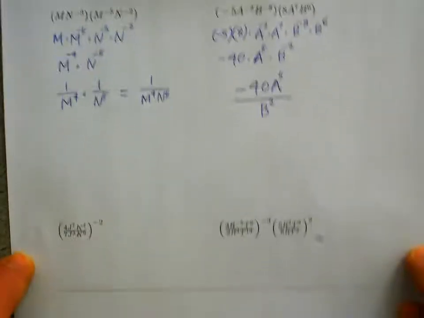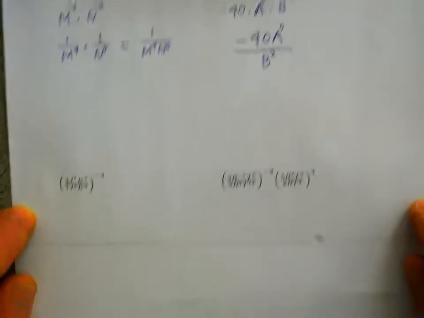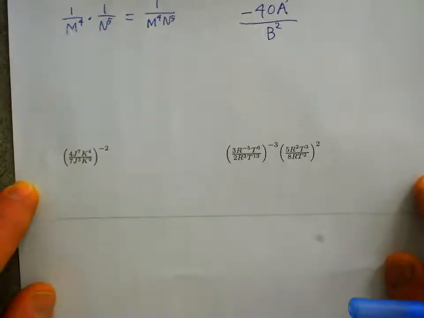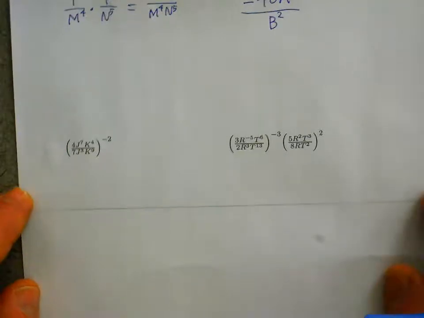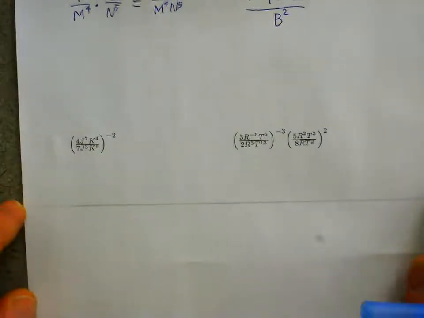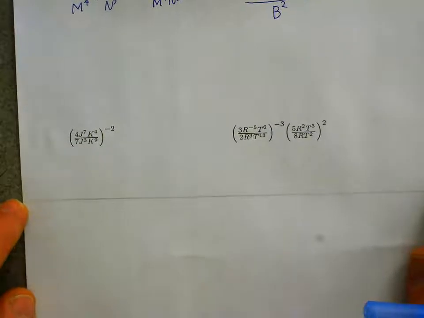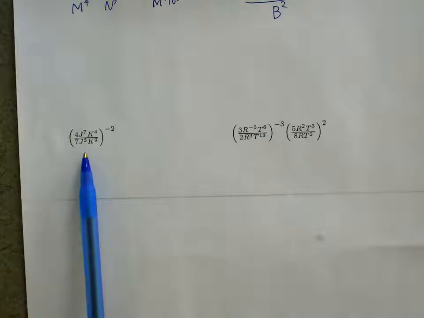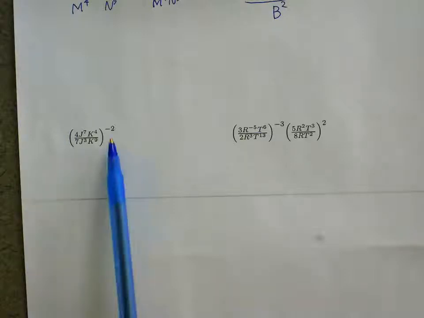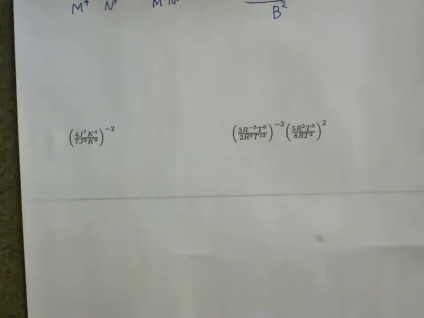Okay, so some of these will get more and more complicated. We'll have some fairly simple ones along the way too. Okay, this one we have a quotient. That's the rational expression inside the parentheses that is raised to the exponent negative 2.